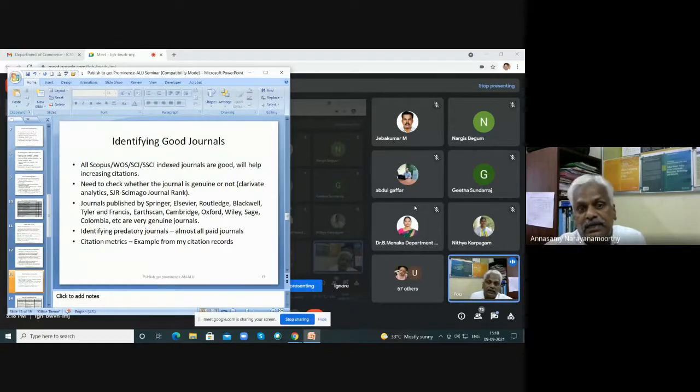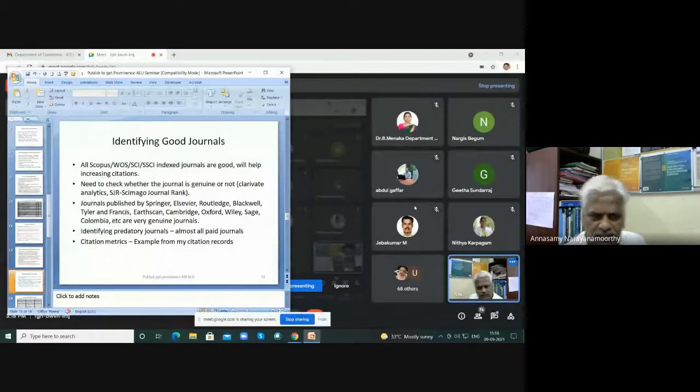But you can check whether they are really good. You go to Clarivate Analytics. If the journal is included there in Clarivate Analytics, that is a genuine journal. There is also the SCImago journal ranking. There you can see where your journal is, whether citation is there, what the rank is and all. You just type SJR, it will take you there. Journals published by Springer, Elsevier, Routledge, Blackwell, Taylor and Francis, Emerald, Cambridge, Oxford, Wiley, Sage, Columbia, all these are genuine journals.